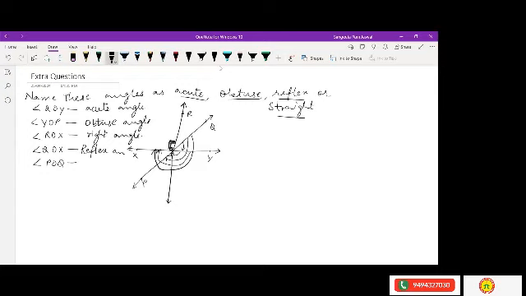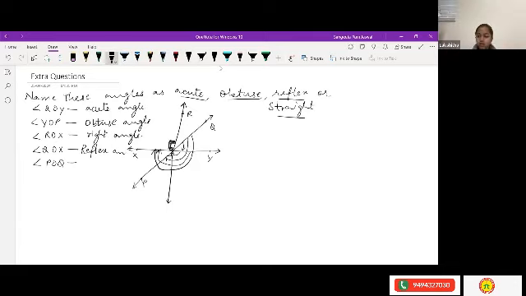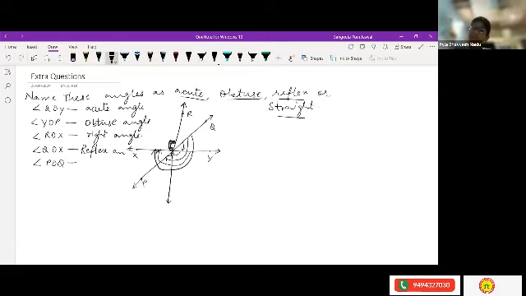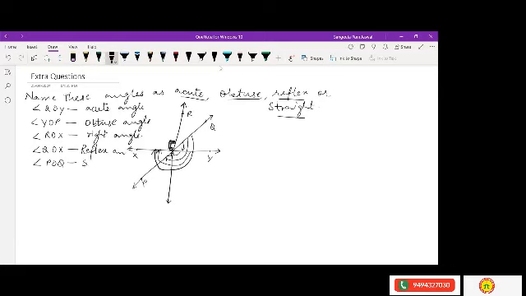Okay, reflex angle. Now next one, you tell me POQ. P is here, O and Q. Which angle is POQ? Oh, straight angle, ma'am. Yes, that's a straight angle. POQ is a straight angle. Very nice.